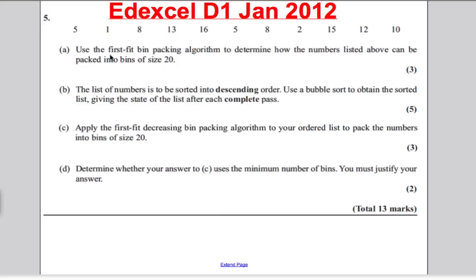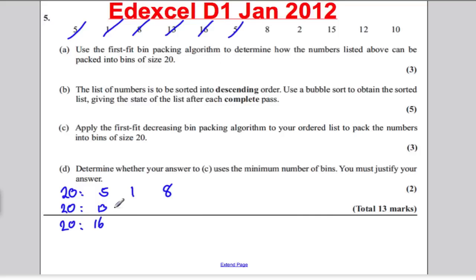Okay, the question is asking us to use the first fit bin packing algorithm to determine how many numbers listed above can be fitted into bins of size 20. Okay, so let's write our bins out. Here's my first bin. That 5 will go in there nicely. That 1 will go in there. The 8 will also go in there. But the 13 now is too much, so the 13 would have to go in its own one here. The 16 would have to go in its own one.